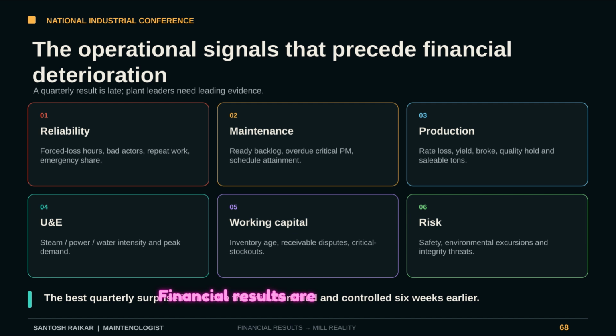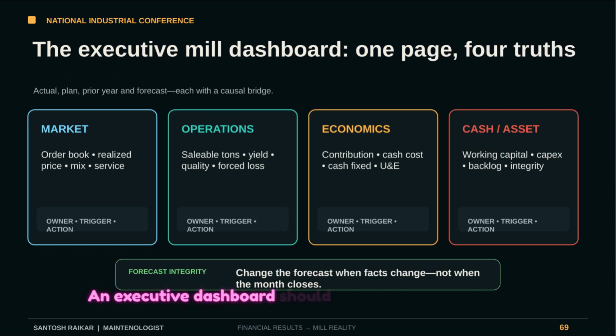Financial results are lagging indicators. To see a crisis coming, you must watch operational signals. Force loss hours, maintenance backlog, quality holds, and safety excursions. These are your leading indicators. An executive dashboard should cover four truths: market, operations, economics, and assets. Each section needs an owner and a trigger for action.